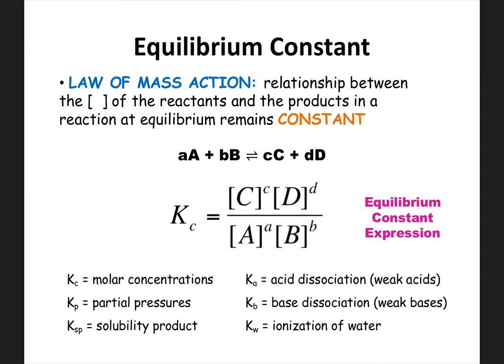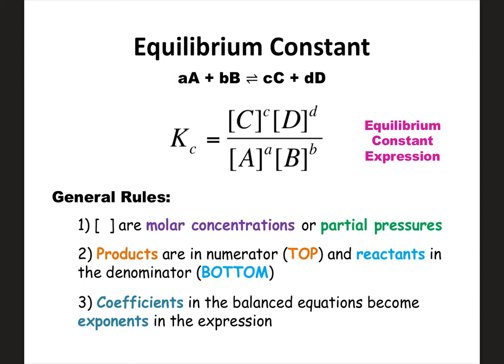And the reason we can do this is because there is this relationship here between the concentration of the reactants and products at equilibrium, and it's going to be constant. All right, so we're going to talk about how you kind of write this expression on the next slides. Here are the first three general rules here for writing an equilibrium constant expression. So first, these concentrations have to either be molar concentrations or you can do partial pressures here for gases.